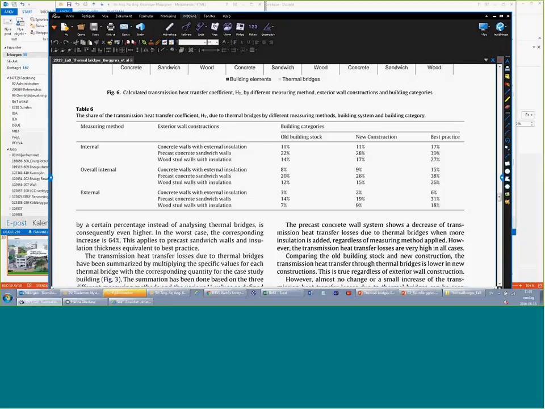And then we have different measuring methods, internal, overall internal, and external measuring. And then we have different exterior wall constructions: concrete walls with external insulation, precast concrete sandwich walls, and light infill walls. And as you can see, if you use external measuring, sometimes it can be very low. But if you use internal measuring and have a lot of insulation, it can be very high. So I think it's very important: we should not use percentages when we discuss thermal bridges. There are no correct percentage values for the increase due to thermal bridges.